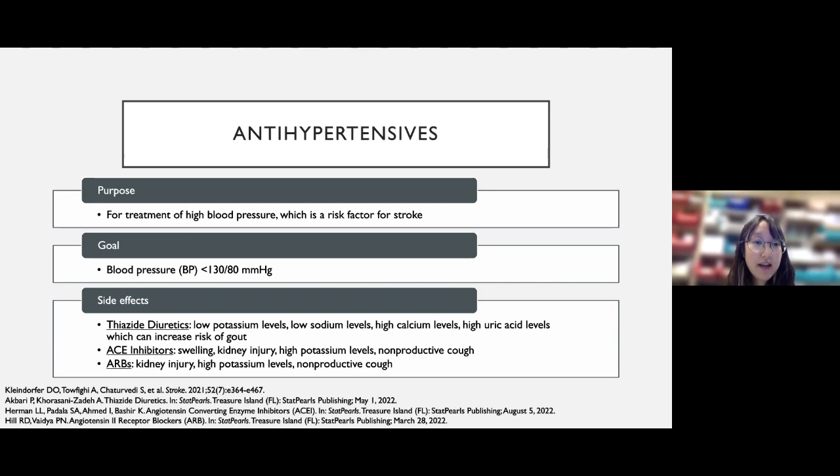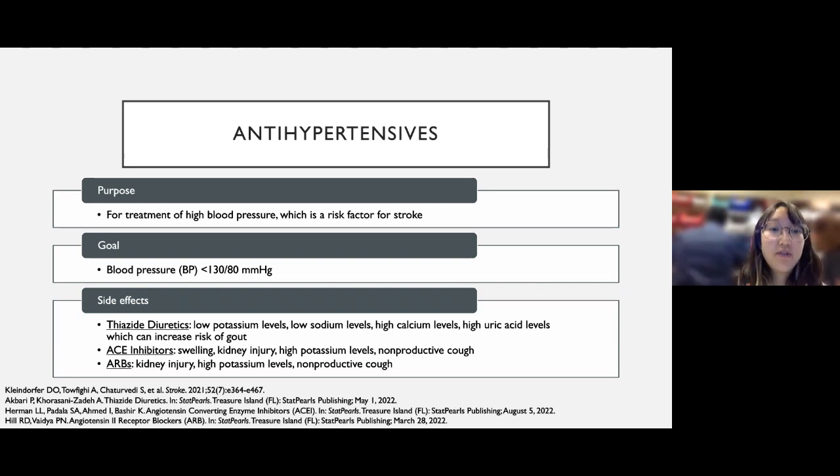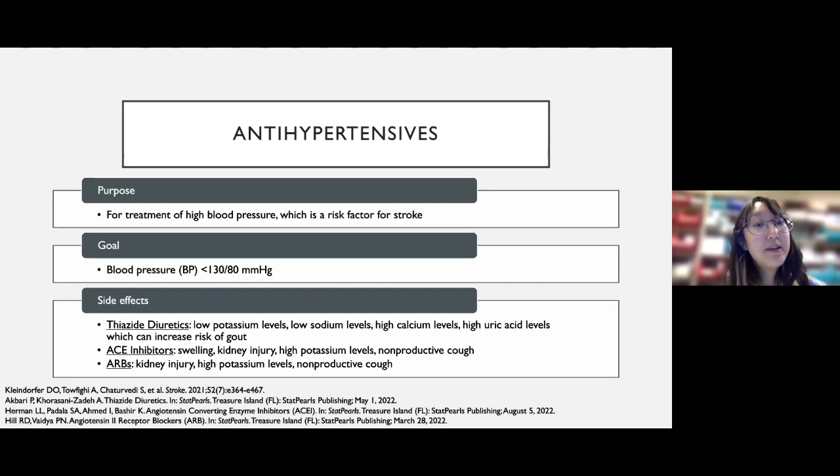And there are some side effects associated with these agents. So with our thiazide diuretics, we may see low potassium levels, low sodium levels, high calcium levels, or high uric acid levels, which may increase your risk of gout. And also to note with diuretics, they're going to increase urine output.